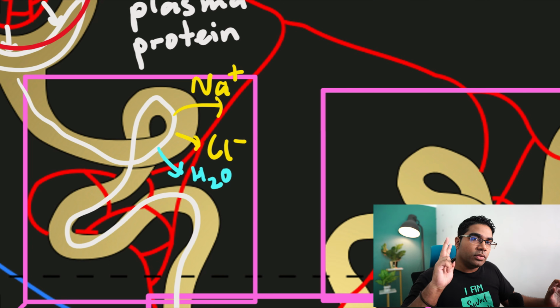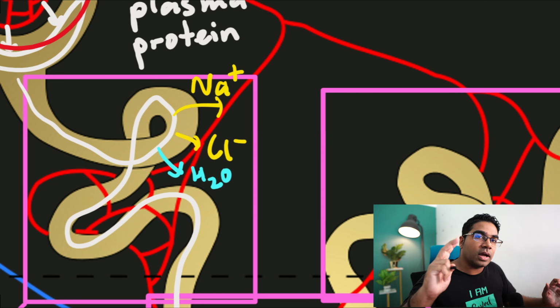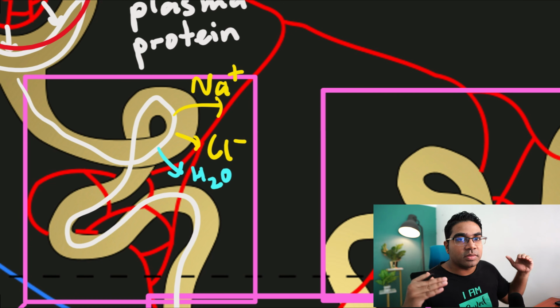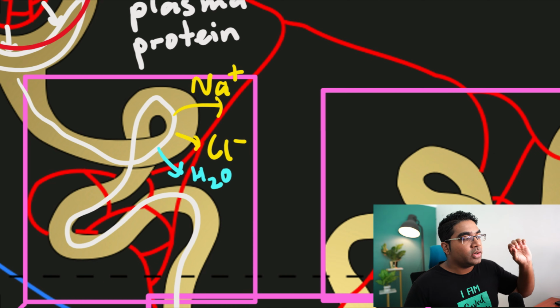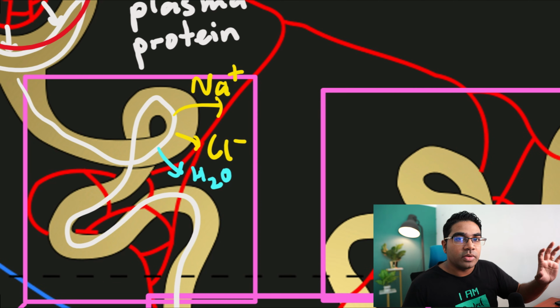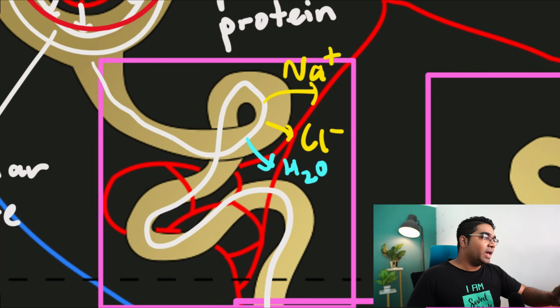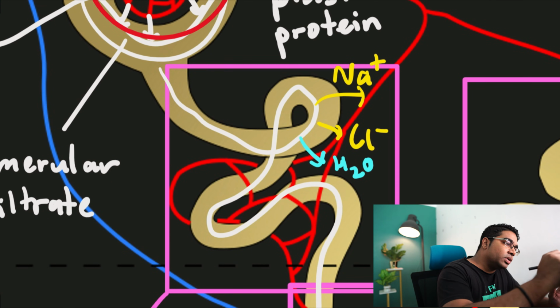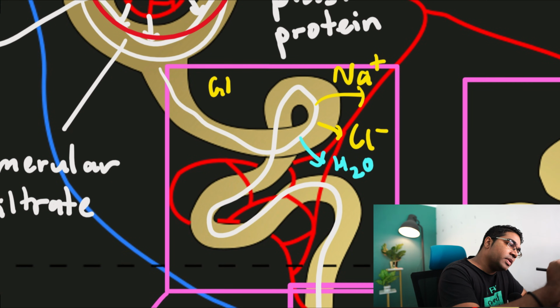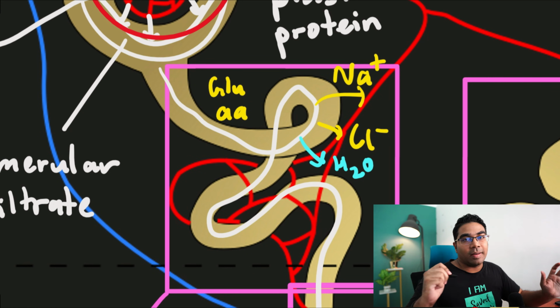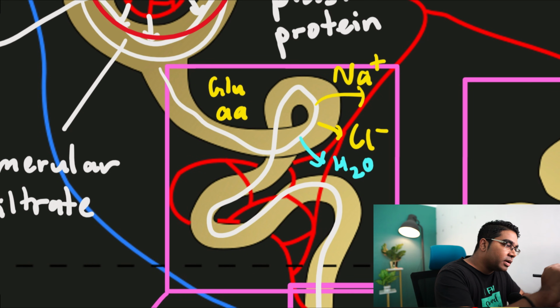However, we have two very important substances that are completely absorbed in the proximal convoluted tubule and should not be in the glomerular filtrate once it passes through the proximal convoluted tubule. And they are glucose and amino acids. Glucose and amino acids are actively transported back into the blood.